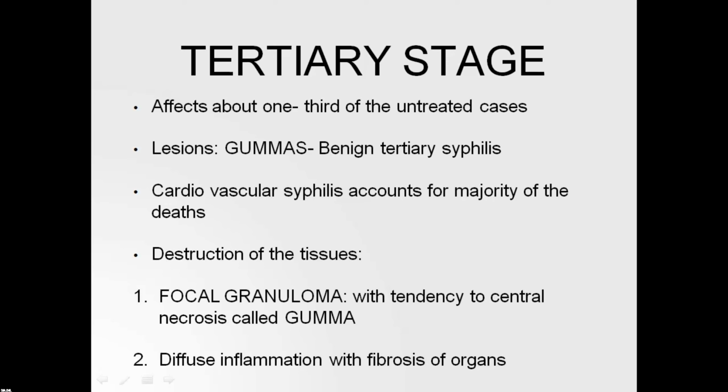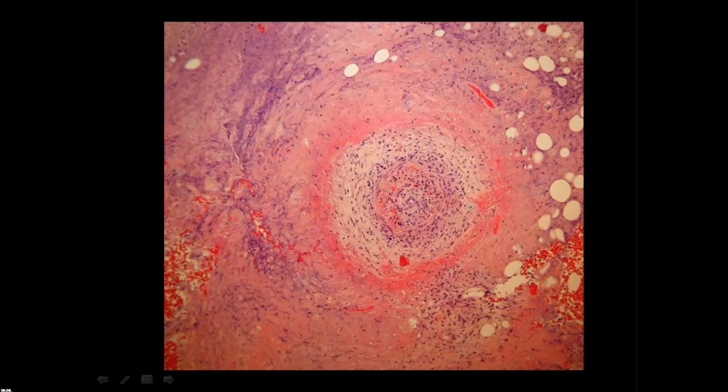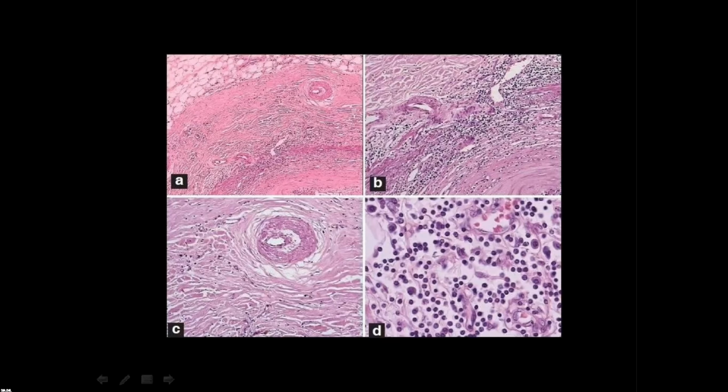There is destruction of the tissue, a focal granuloma with a tendency to a central area of necrosis called a gumma, and diffuse inflammation with fibrosis. A zone of central necrosis is surrounded by fibrous tissue, the walls of vessels are thickened, and end arteries are obliterated, surrounded by inflammatory cells. Same high power field view of that slide.